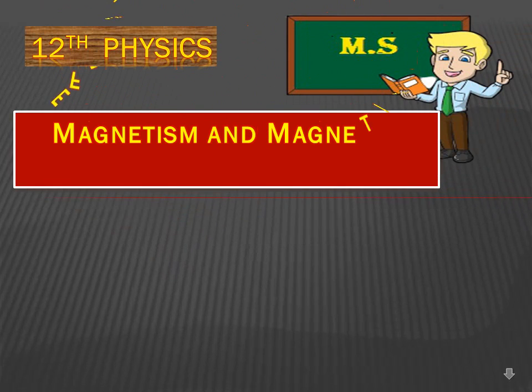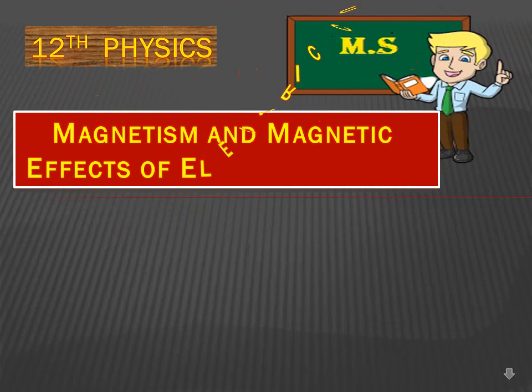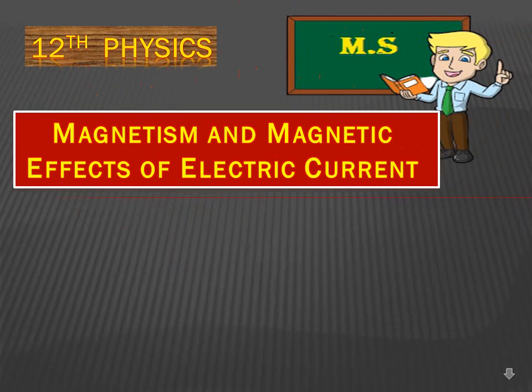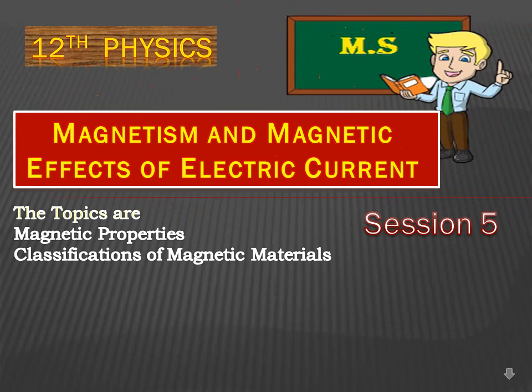I know you all are studying this third lesson, magnetism and magnetic effects of electric current. Now this is session number 5, and today we are going to see the topics magnetic properties and classification of magnetic materials.